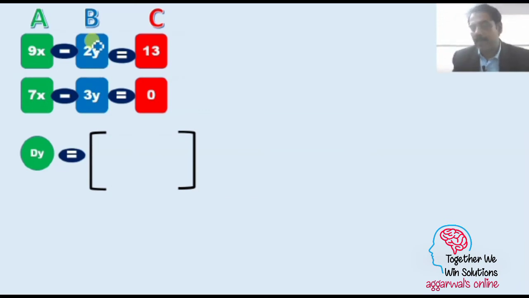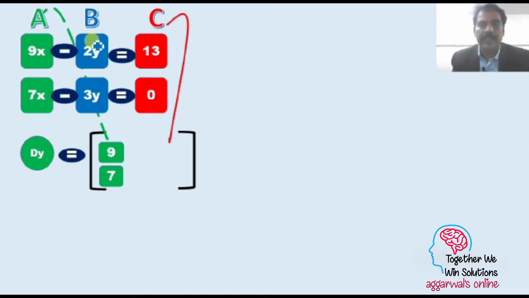In the box bracket we'll write the value of A first, because we are standing at B, we jumped onto C, the next number. From there, as per the rule, we have to jump onto the previous number, that is A. So we'll write the value of A first, that is positive 9 and positive 7. We cannot write the value of B, so we'll write the value of column C, that is 13 and 0. So that is the basic idea.